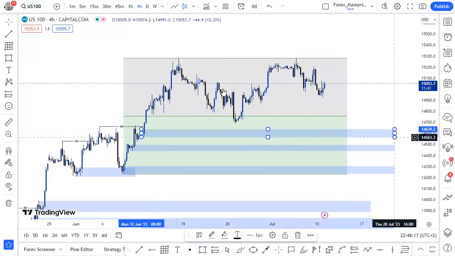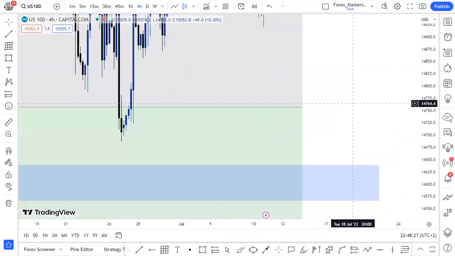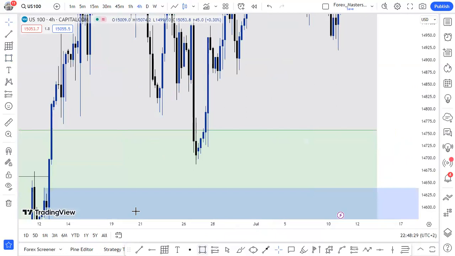So you can see price came here, and what happened here? I'd say maybe price reacted to this week. Yep, you can say price came and reacted off of this week.